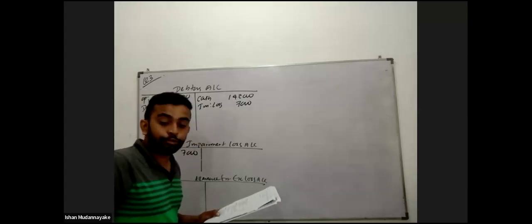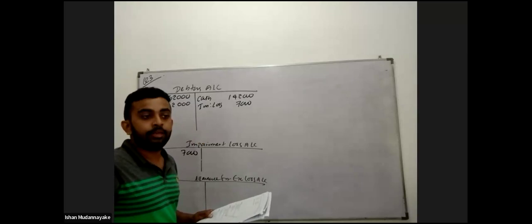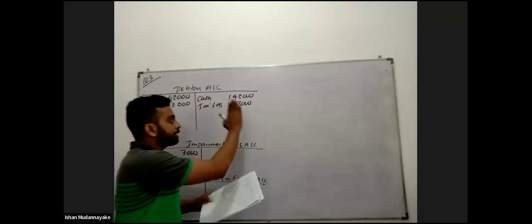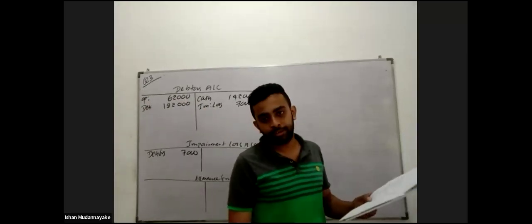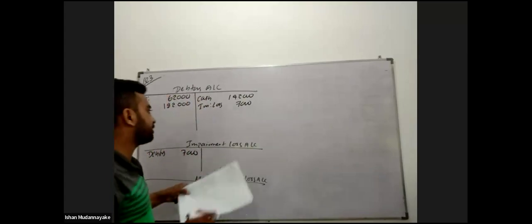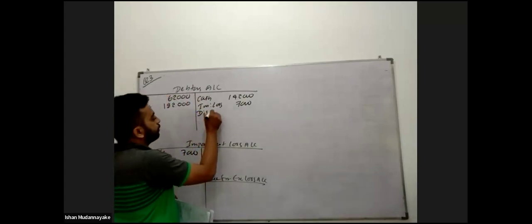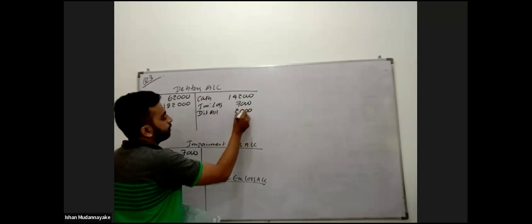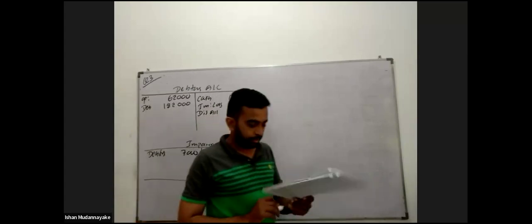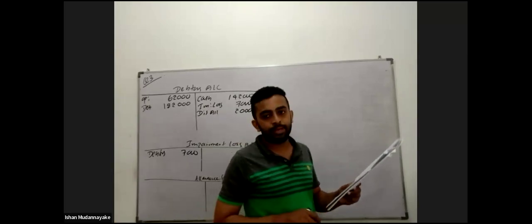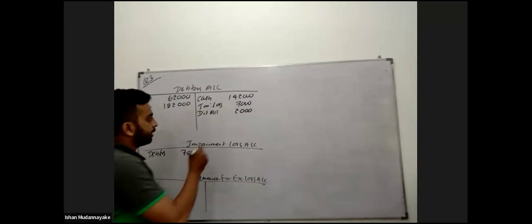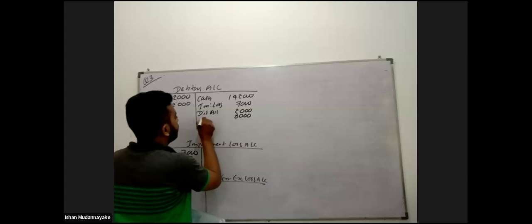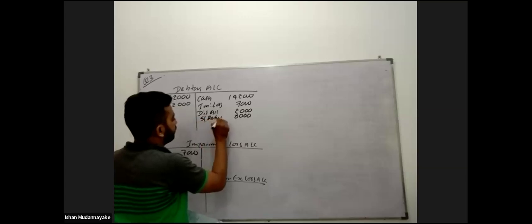Discount allowed to debtors. What's the double entry? Discount allowed account debit, debtors account credit. Discount allowed is an expense, 2,000. Next one, sales return. What's the double entry? Sales return account debit, debtors account credit. You need to deduct 8,000 from debtors. Sales return 8,000.